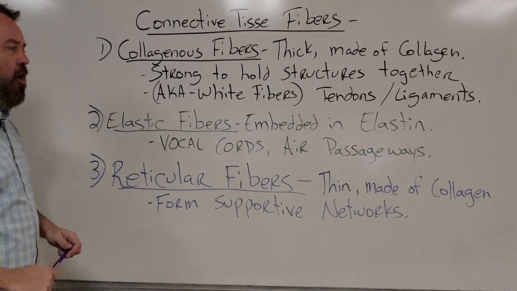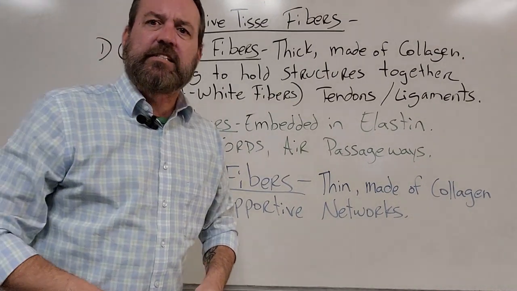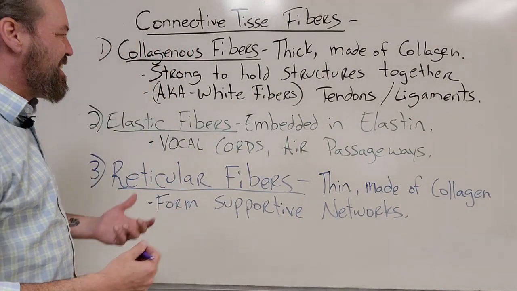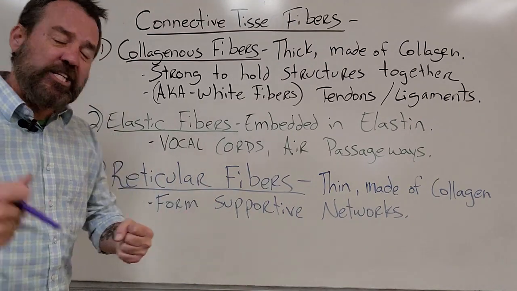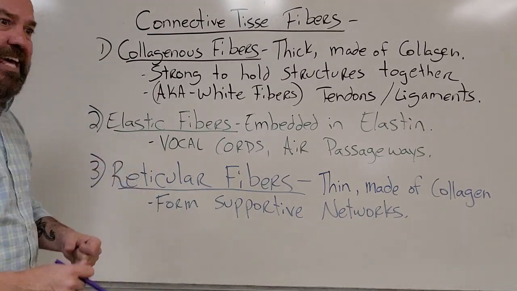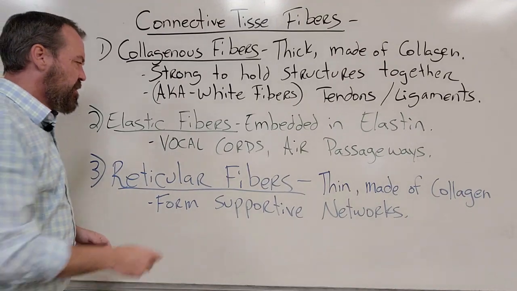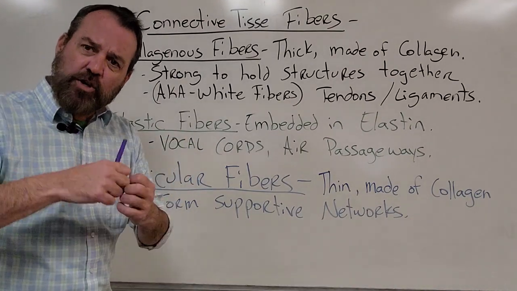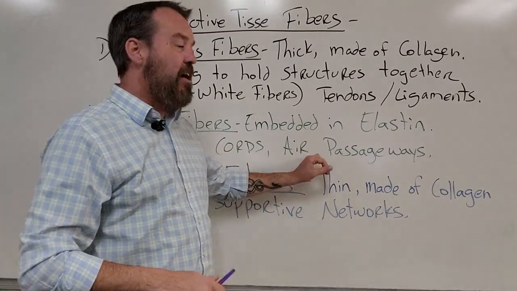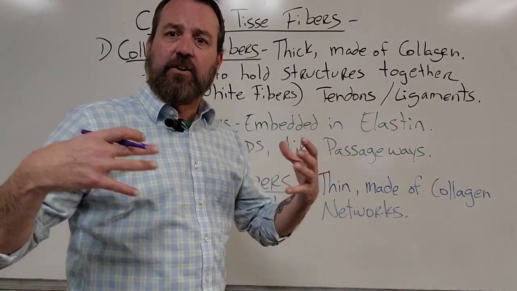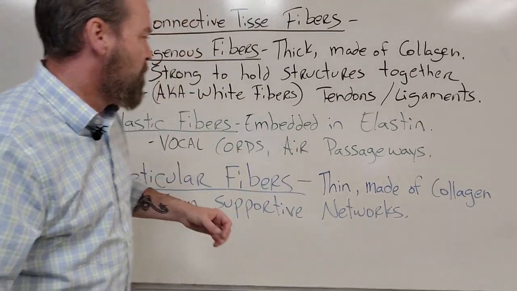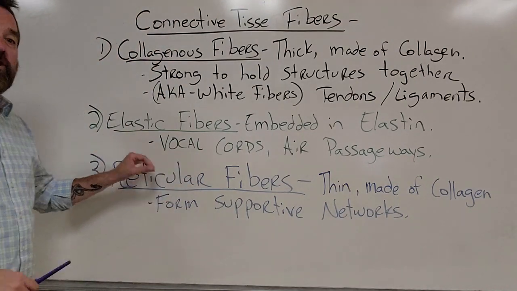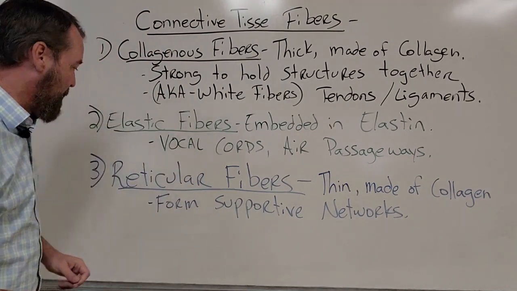Our second type of fiber are elastic fibers. These guys are embedded in elastin. So they are elastic, they're stretchy. So this is going to be connective tissue that has a little give and take to it. So we find our elastic fibers in our vocal cords, so we can change pitch with tension on them, and our airway passages. So when we inhale or exhale, we need a little give in our airway passages, so we use our elastic fibers to make that happen.